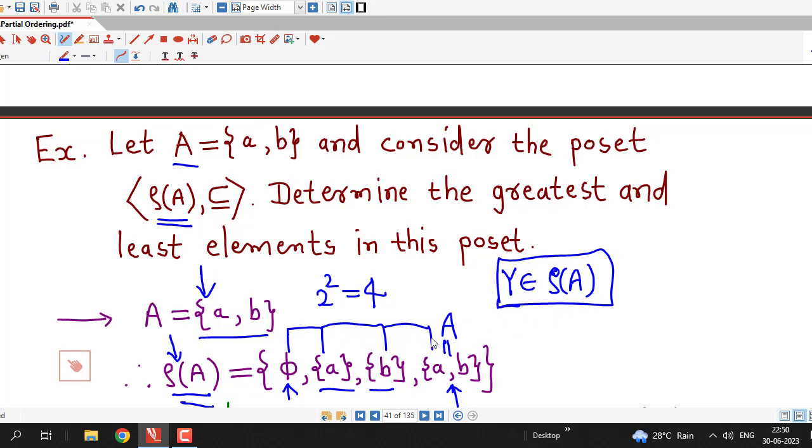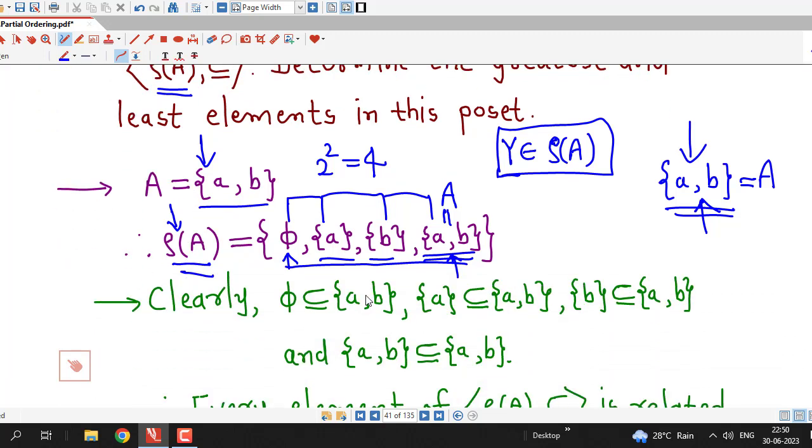So we have to find out whether there exists any set or any element in the power set such that every other element is a subset of that set. The obvious thing is that if we take y equal to the set containing two elements a, b, then all the sets in this power set are clearly subsets of this set {a, b}, which is set A itself. Therefore, set A is the greatest element in this power set.